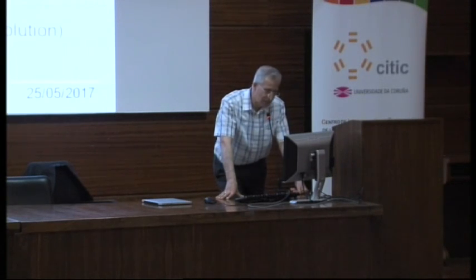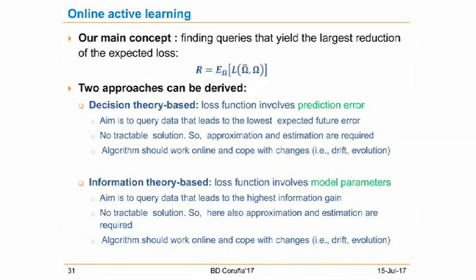And there are two main approaches to do that. One is decision theory based, which you would like to use to select your query data. And then you have information theory based. The first one looks at the prediction error, so we would like to choose the data points that lead to the lowest expected future error. So that's one way of doing it.